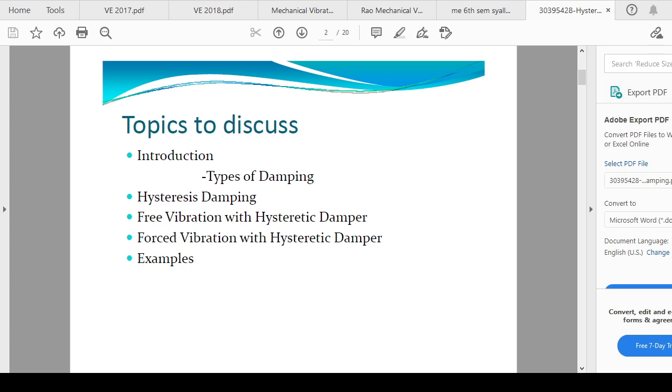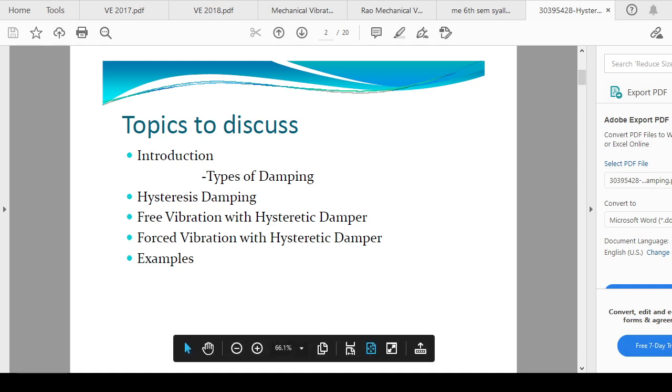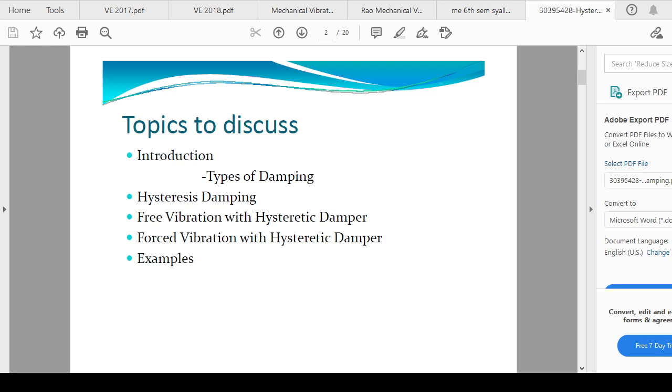As in the last session we discussed Coulomb damping of free vibration. Today we are going to cover the topic of free vibration with hysteretic dampers. The topics to be covered in this session are the types of damping, then hysteresis damping, then free vibration with hysteretic dampers. Forced vibration we are not going to cover here; that will come when I complete the forced vibration topic. And a few examples or applications of hysteretic damping.